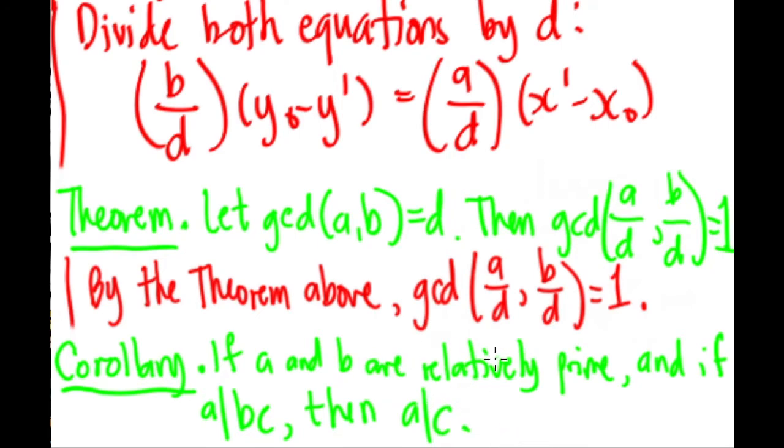So if A and B are relatively prime, so the GCD is 1, which it shows here. And if A divides BC, meaning we have B and C, this is a multiple of B, which means we multiply it by some certain C. Therefore, it states that A is a factor, A divides that certain C, which is a multiplier to the factor of B.